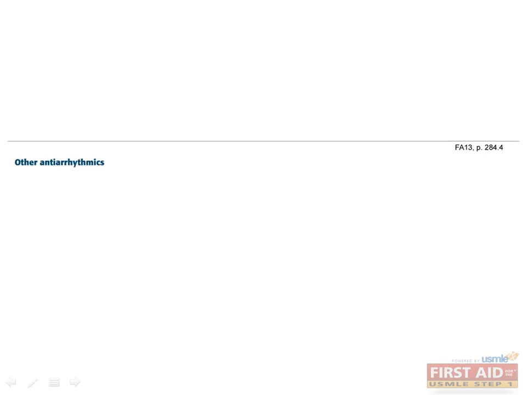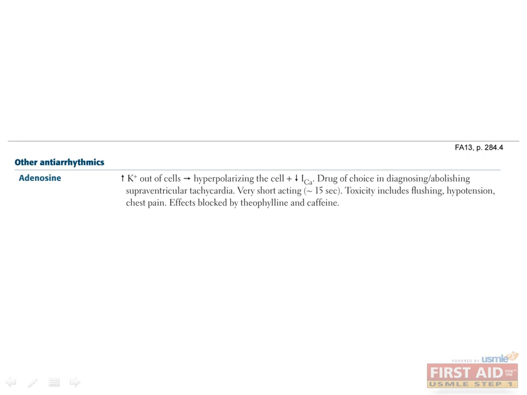Finally, let's mention some other antiarrhythmics. Adenosine works by driving potassium out of cells, and it is useful in abolishing SVT. It is important to know that it is very short-acting, and it can have severe toxicity, including hypotension and chest pain. Last but not least is magnesium, which is used primarily in torsades and digitoxin toxicity.